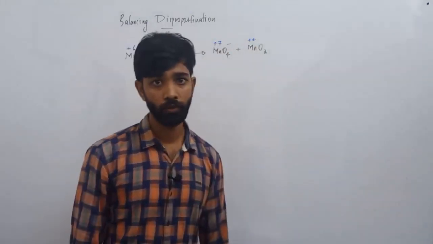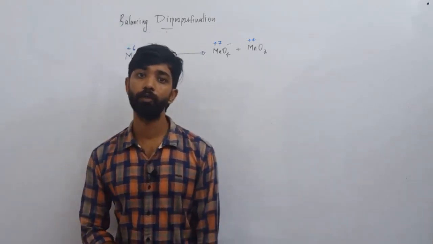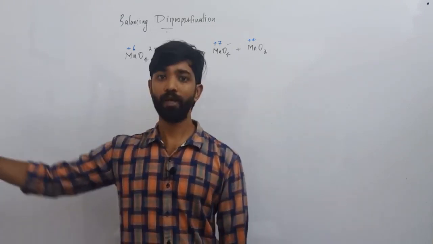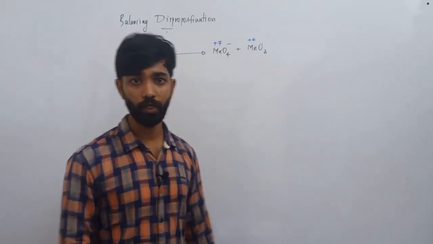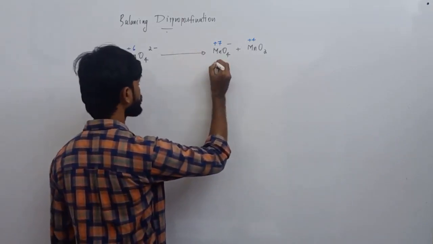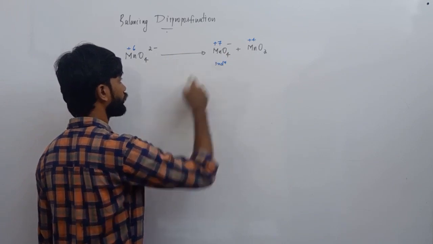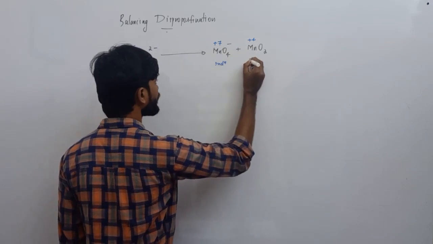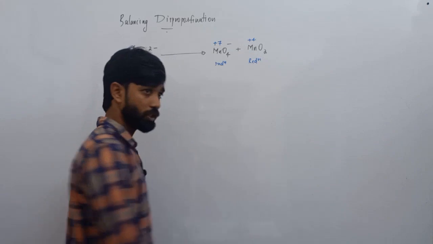Listen, there is one change compared to normal balancing. First you find the oxidation state, then you identify which one undergoes reduction and which one undergoes oxidation. Plus 6 to plus 7 is oxidation. And the very same, plus 6 to plus 4, is reduction. So this is disproportionation.